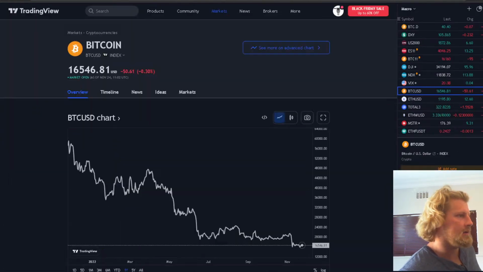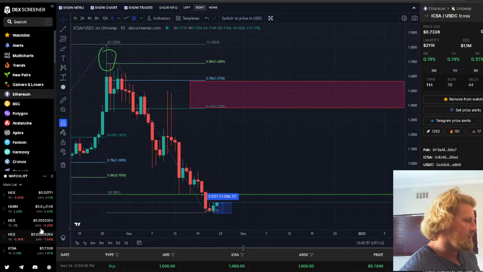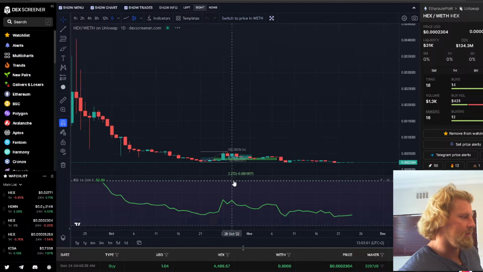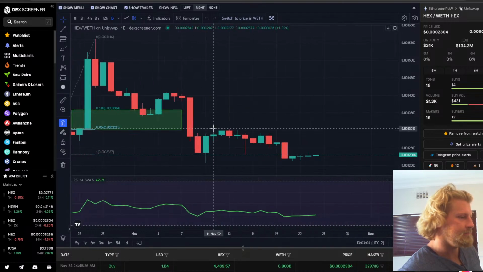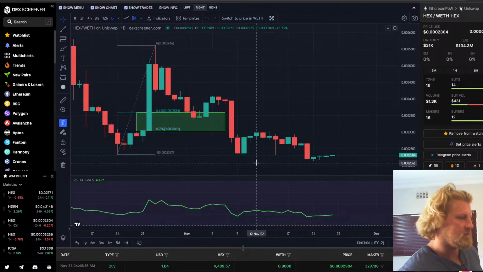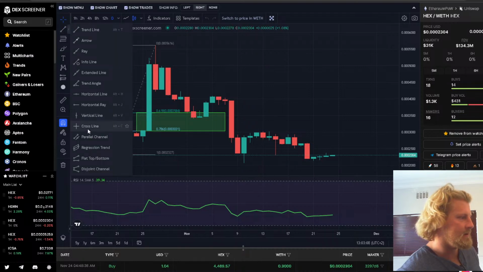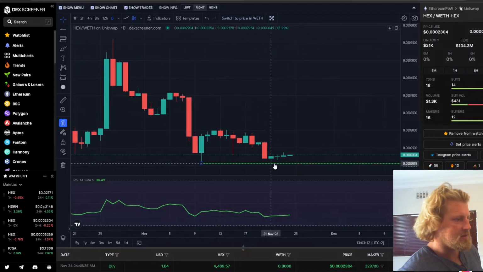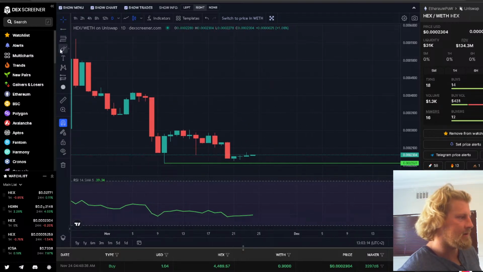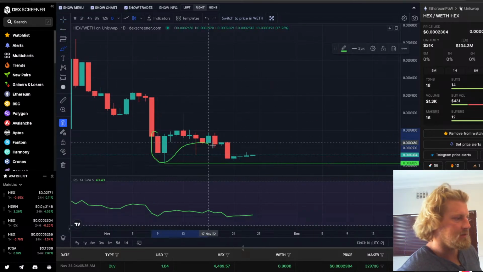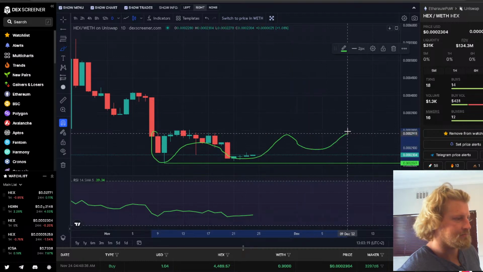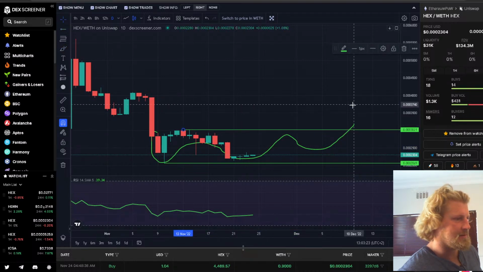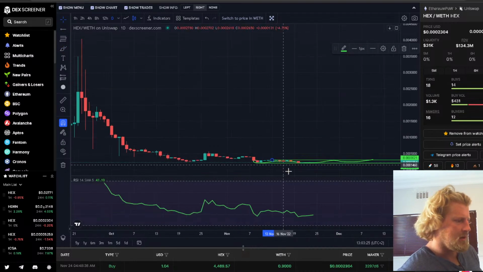Let's take a look at this, Hex on Ethereum proof of work. Was this a low? So this low has been defended. We'll just remove everything before we start drawing on it. This is good that we're defending this low here. We want to see continued higher lows until we eventually break this level at 3,000.